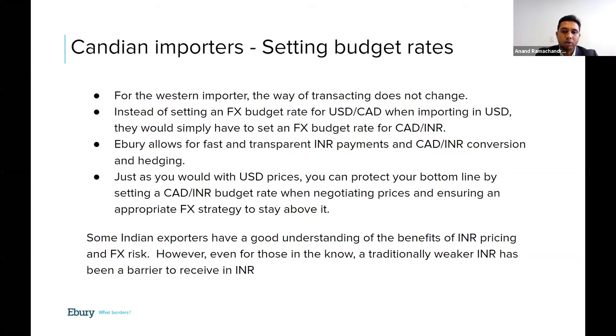Some Indian exporters have a good understanding of the benefits of INR pricing and risk. However, even those that do know have been looking at a traditionally weaker INR over the years. And this is essentially a barrier to entry because suppliers believe that if INR is generally depreciating or has been doing so traditionally, on an average basis, they would be able to convert the US dollars that you send to them into INR at better FX rates, which is why there has been a pushback from a market view perspective for suppliers to convert into INR.